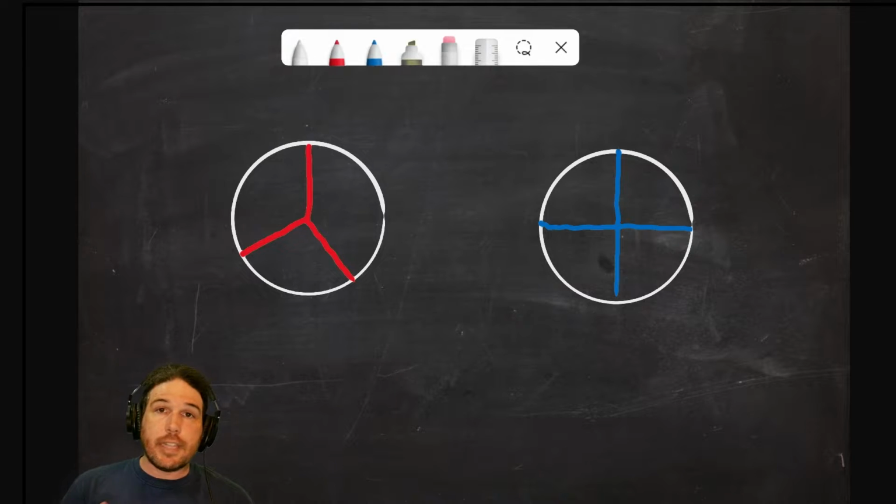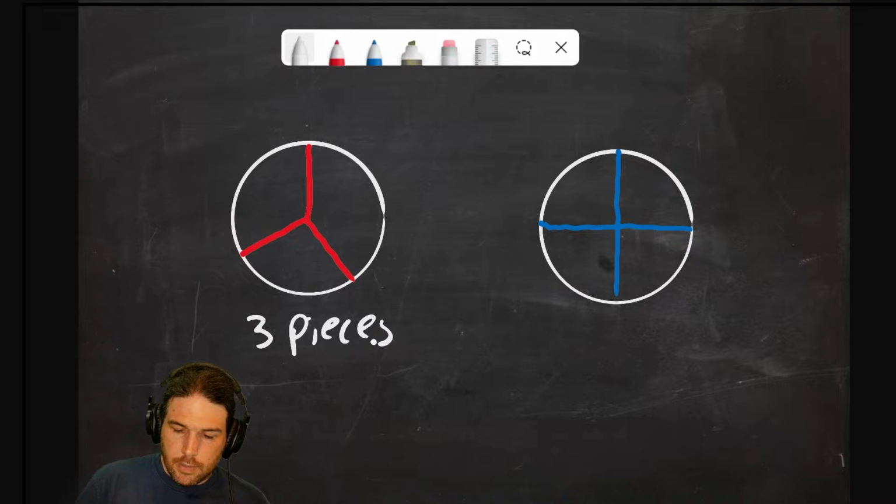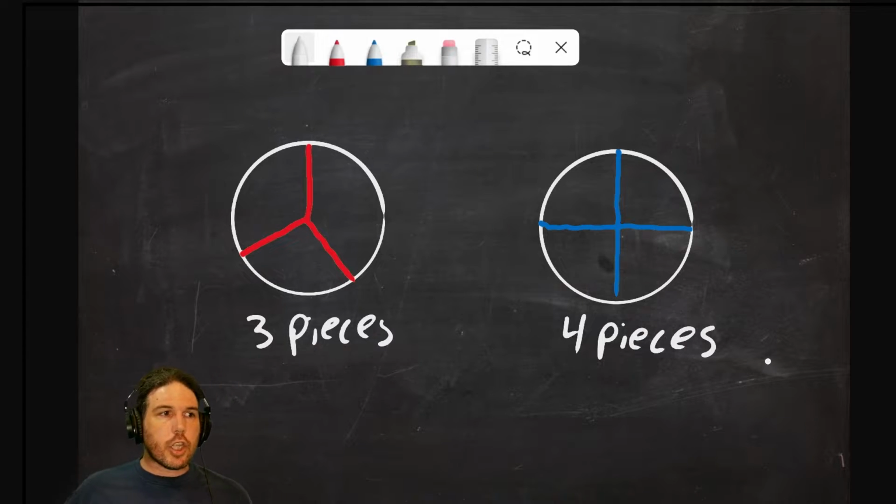It makes it very difficult to kind of try to make things fair. This one's got 3 pieces. This one's got 4 pieces. So the trick here, and the reason why common denominators are so important, is that it gives us a chance to actually compare pieces that are the same size.